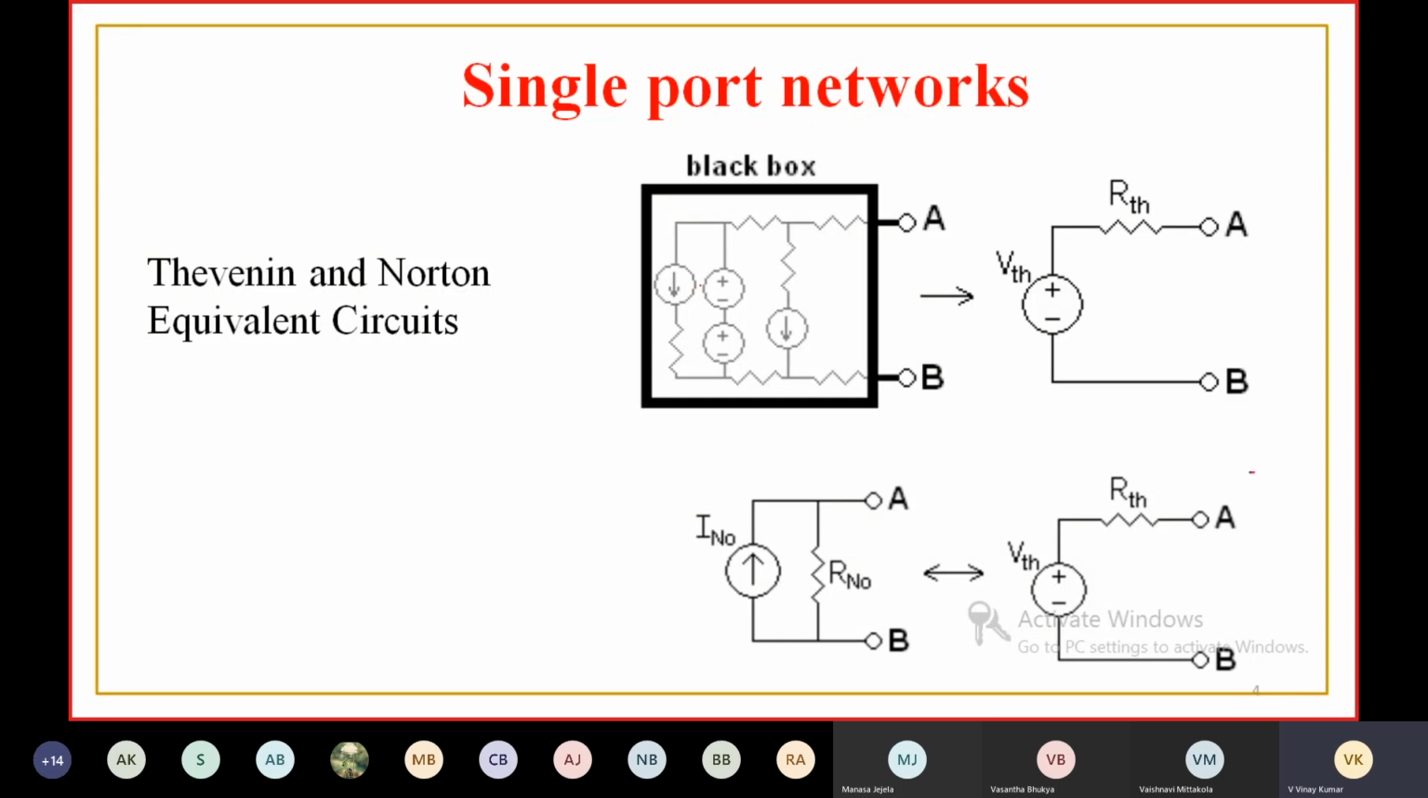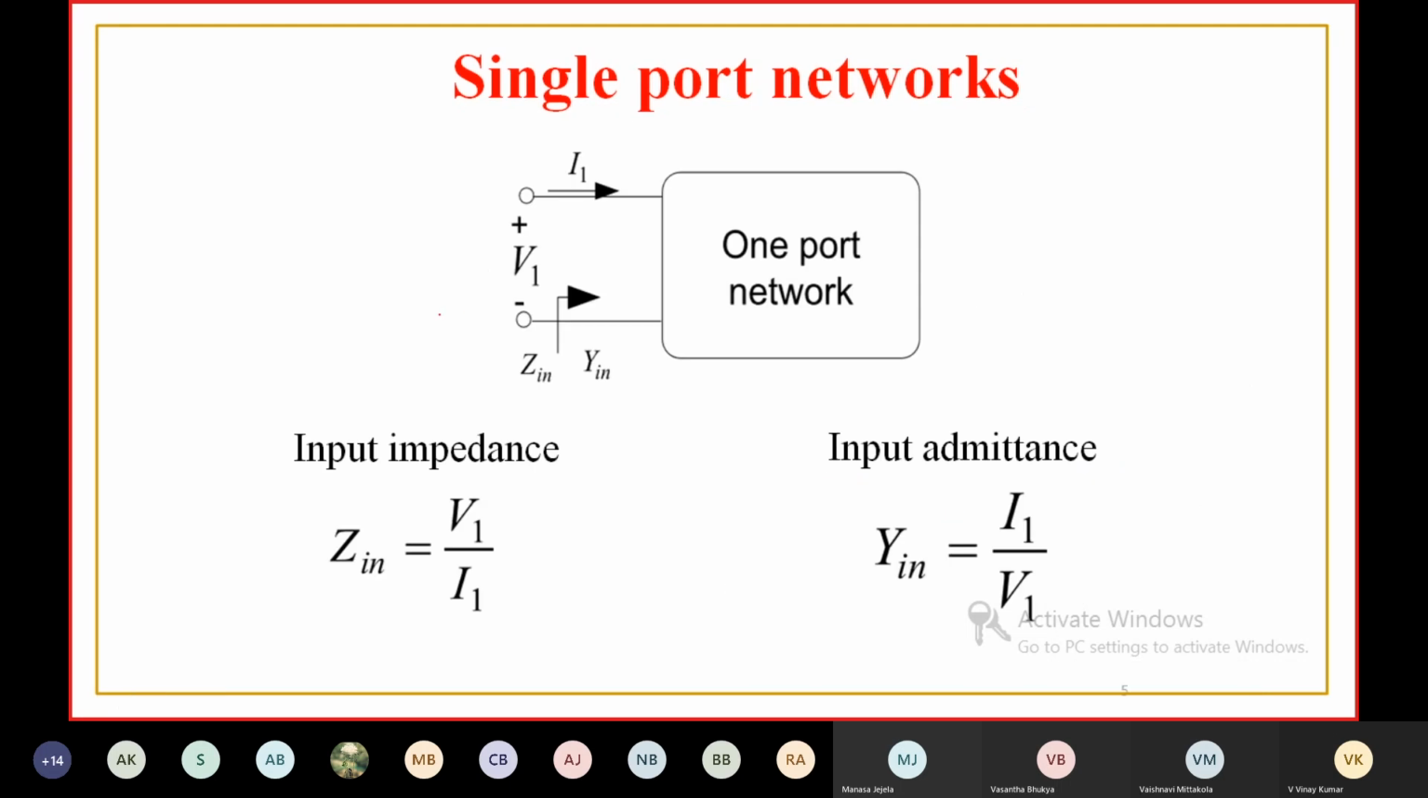Thevenin and Norton equivalent circuits have only one port. This is Thevenin equivalent circuit. This is Norton equivalent circuit. You can use source transformation to get the Norton equivalent circuit from the Thevenin equivalent circuit, and vice versa. This is called a one port network.